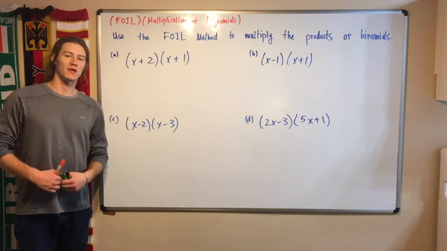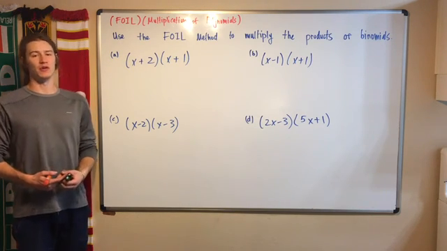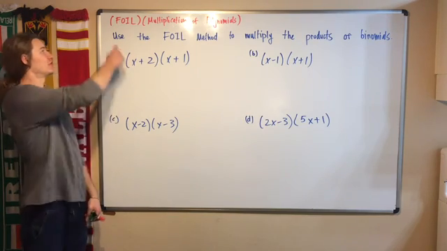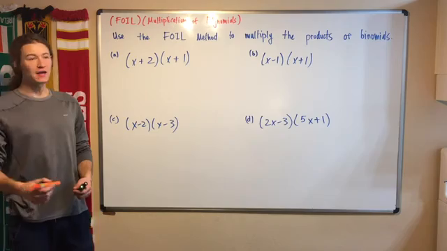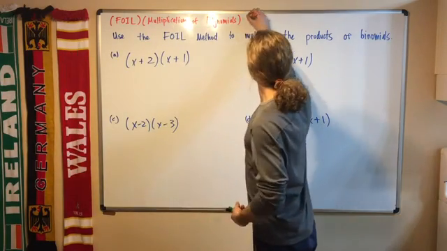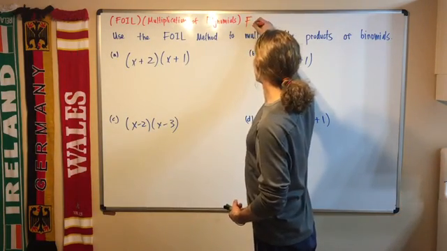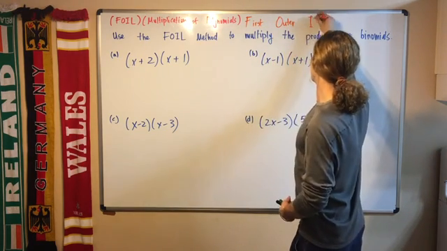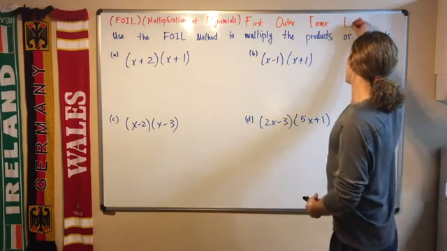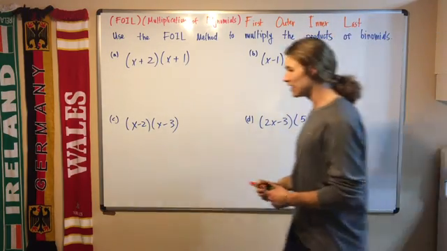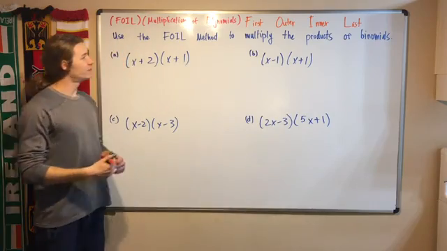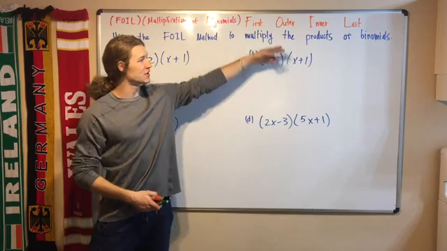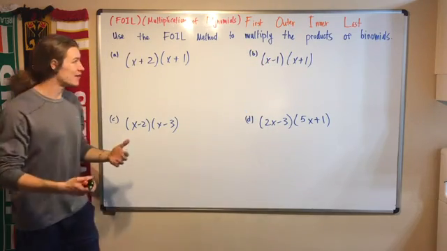The next problem I want to talk about has to do with multiplication of polynomials. In particular, it has to do with the multiplication of two binomials using the FOIL method. To remind us what the FOIL method is, FOIL is an acronym that stands for first, outer, inner, and then last. And in particular, the products of the first terms, the outer terms, the inner terms, and the last terms of two binomials.